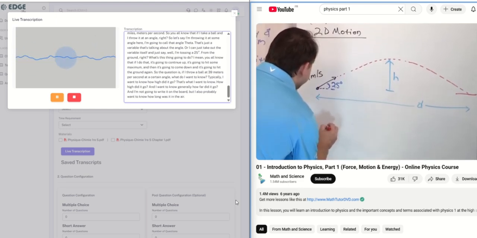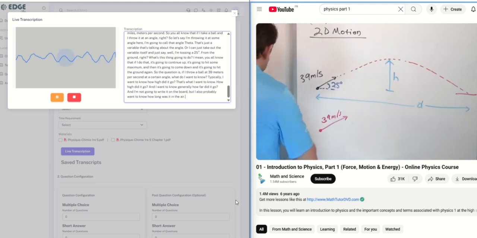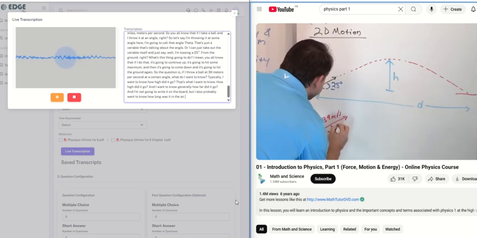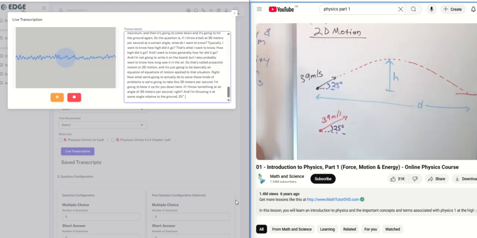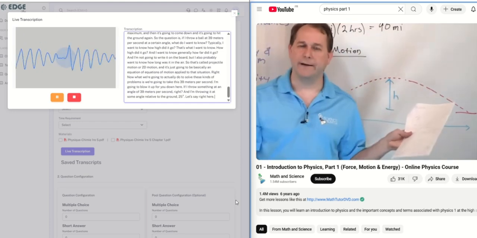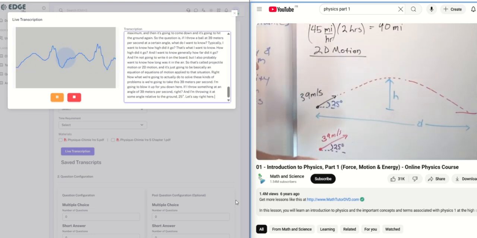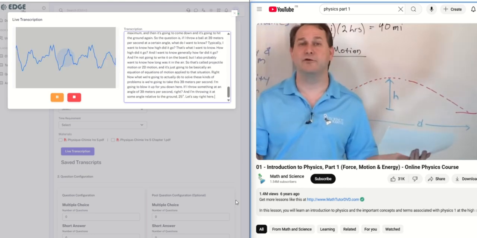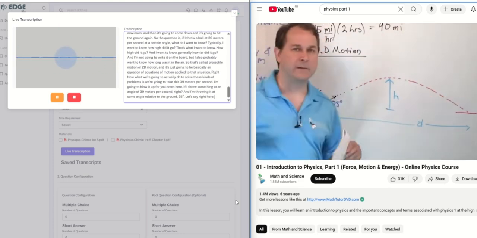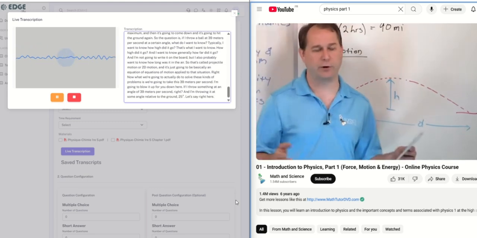If I throw something at 39 meters per second, and I'm throwing it at some angle relative to the ground, 25 degrees, let's say, right here, it is kind of complicated to deal with 39 meters per second at an angle all at once. So what we typically do is break it up into two parts: how fast it is going horizontally, the horizontal part of the motion, and how fast it is going up and down, the vertical part of the motion.